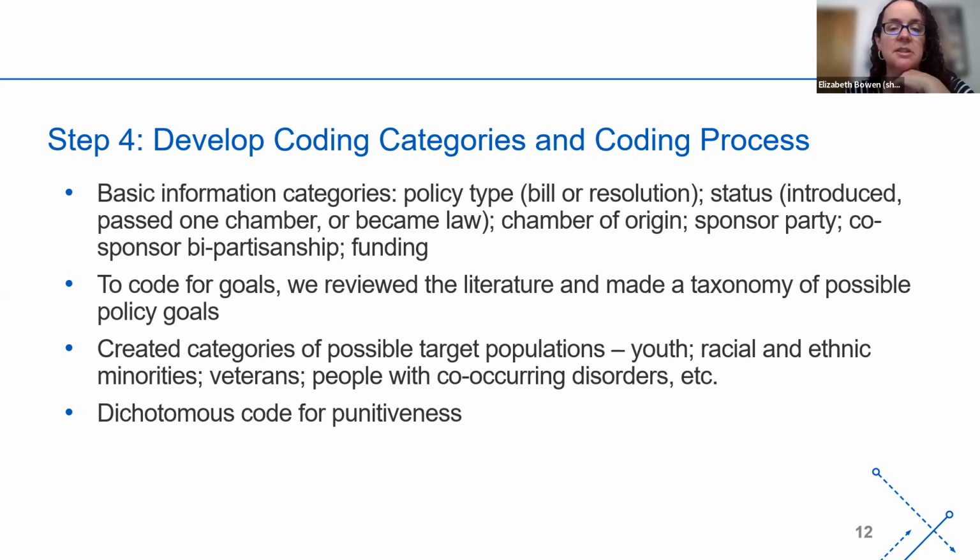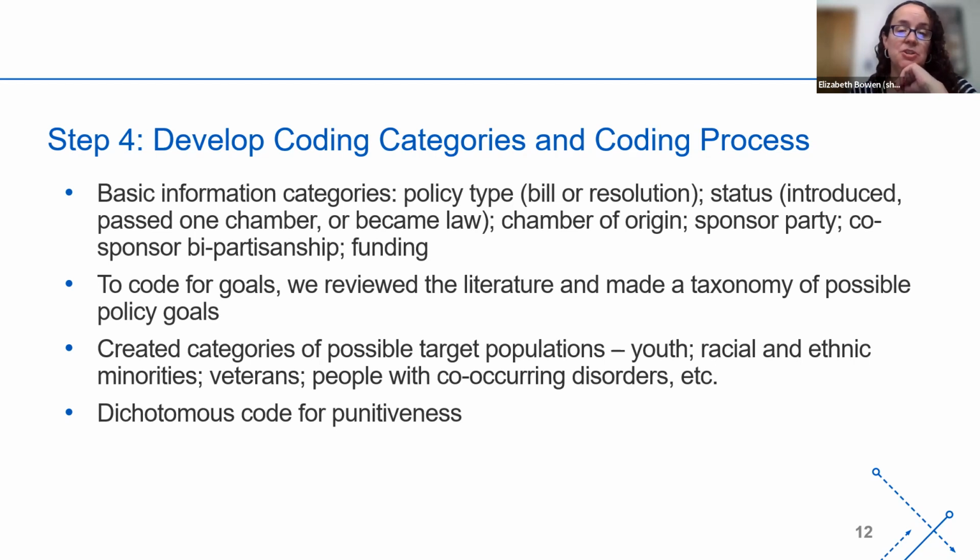So at least in this context in the US, this included things like the policy type. So was it a bill or resolution? The status, was it simply introduced and never went anywhere else? Or did it pass one chamber, pass the House, or pass the Senate? Or did it actually become law? Where did it originate, in the House or the Senate? What is the political party of the sponsor? Legislation can be co-sponsored, so we look to see if there was bipartisan co-sponsorship, meaning at least one sponsor from Republicans and one sponsor from Democrats, which are our two major political parties. And then is there any funding attached to it?